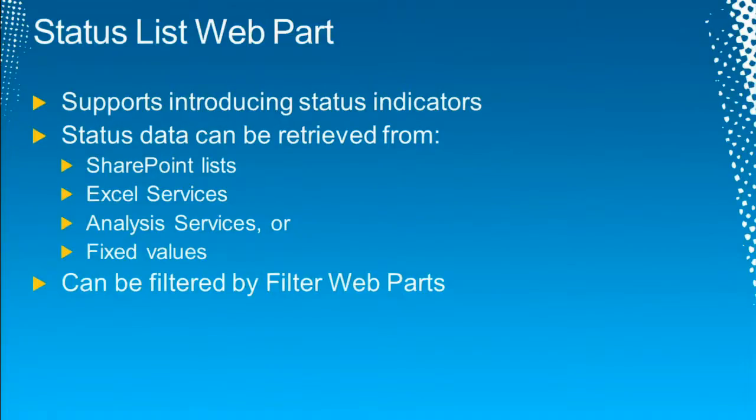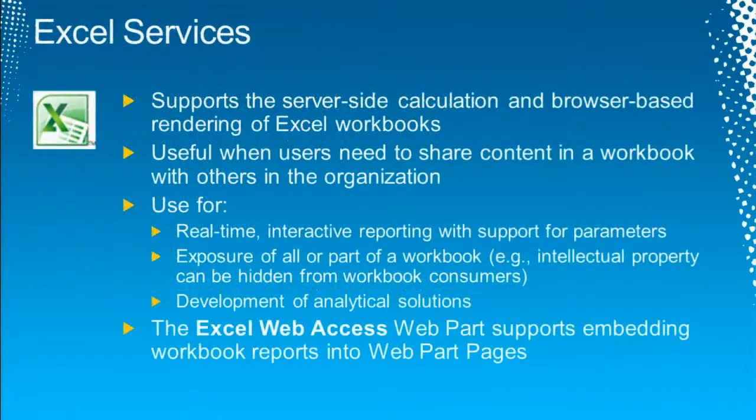A second web part of interest to business intelligence is the status list web part that supports introducing status indicators. We're in the realm of monitoring here, so KPIs. SharePoint lists, Excel services, analysis services KPIs, or even fixed values can be used to define these statuses. And they can also be filtered by filter web parts. Now, this is one that I choose not to demonstrate. In fact, I prefer to de-emphasize the fact that this web part even exists, because we'll discover shortly that Performance Point Services, a service application that comes with SharePoint 2010 Enterprise, is far more sophisticated when it comes to defining KPIs and presenting them in a dashboard. So we'll come back to this concept about producing status lists later on.